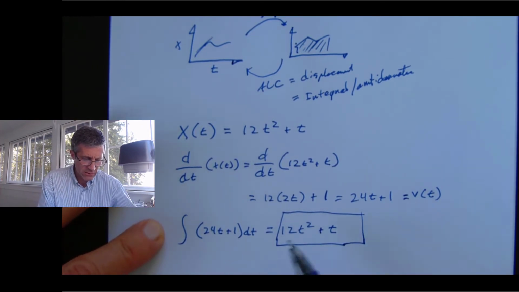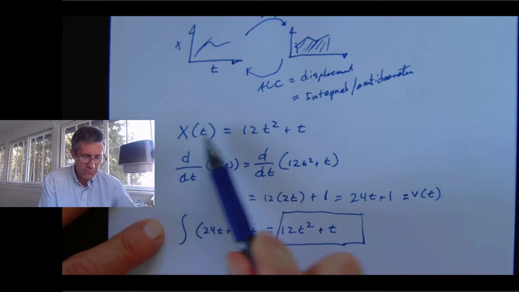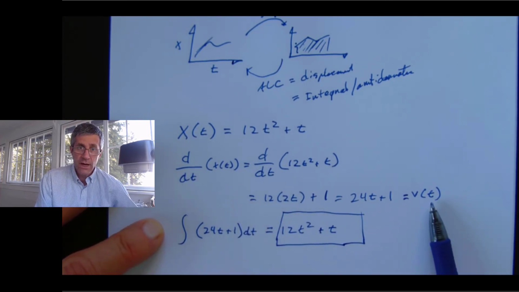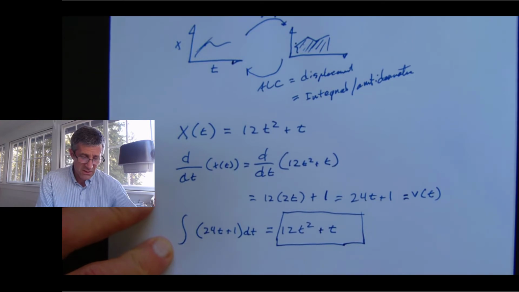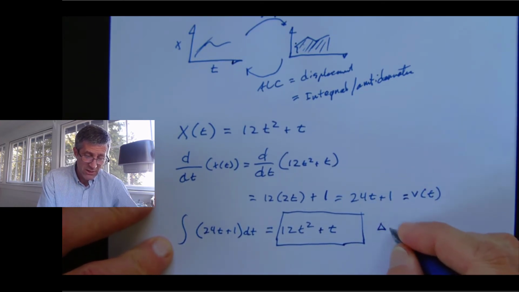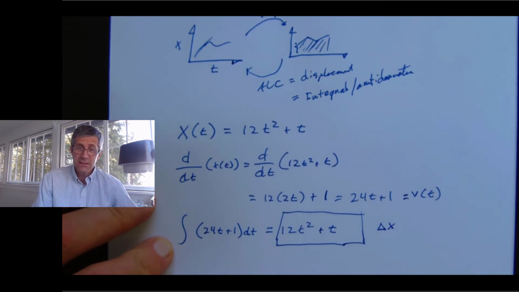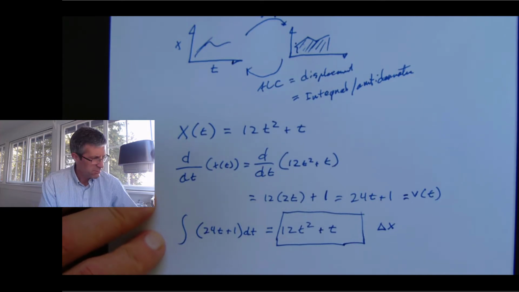So this is now telling me, here I've gotten from position to velocity. Now I've got from velocity. I'm going to be careful about this. This doesn't tell me position. This tells me my change in position. So this is my displacement, right? So let me think about it this way.